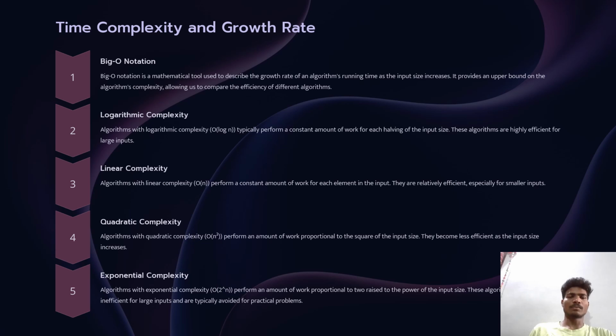Linear complexity. Algorithms with linear complexity perform a constant amount of work for each element in the input. These are relatively efficient, especially for smaller inputs. Quadratic complexity. Algorithms with quadratic complexity perform an amount of work proportional to the square of the input size. They become less efficient as the input size increases. Exponential complexity. Algorithms with exponential complexity perform an amount of work proportional to two raised to the power of the input size. These algorithms are inefficient for large inputs and are typically avoided for practical problems.